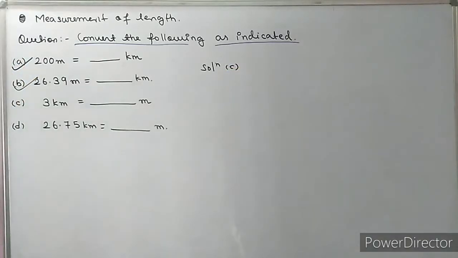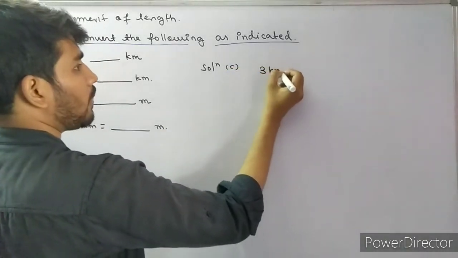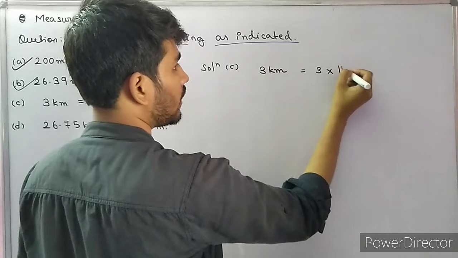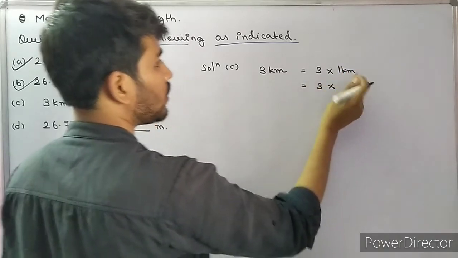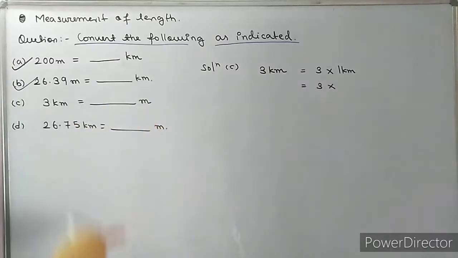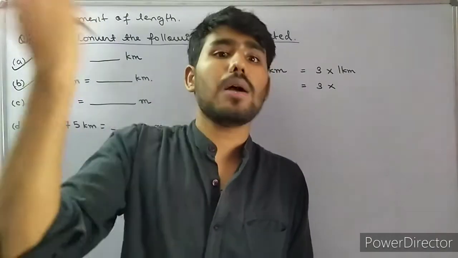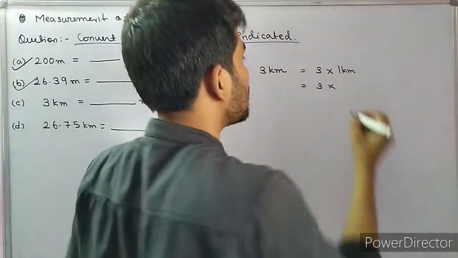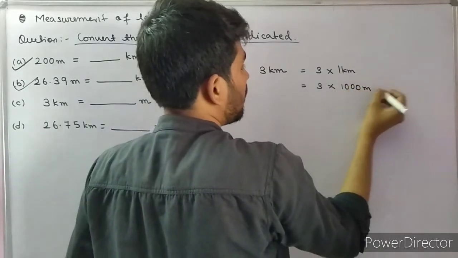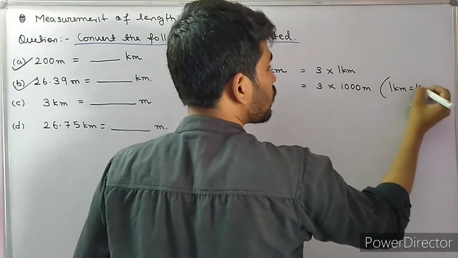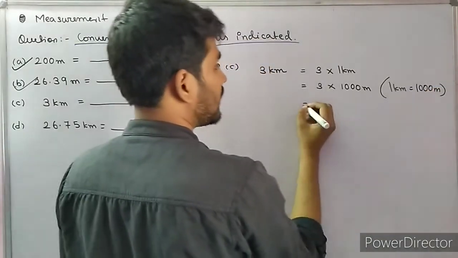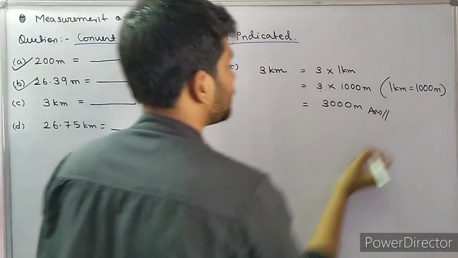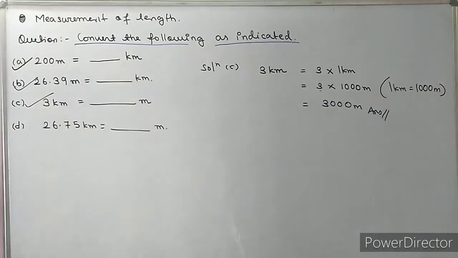Let's try to follow first. 3 kilometer. I have to convert this into meter. So this can be written as 3 into 1 kilometer. Now see, I have to convert kilometer into meter. We know that kilometer is a bigger unit of meter. How much bigger? It's 1000 times bigger. Because 1 kilometer is equal to 1000 meter. So this can be written as 3 into 1000, 3000 meter. Answer. Clear? Very clear.